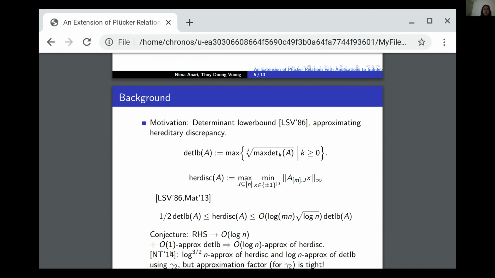I should note that Nikolov, Talwar, and Matousek already have some polylog approximation of hereditary discrepancy and the determinant lower bound, but they cannot achieve the best approximation ratio of O(1) and O(log n) using their technique. So our work is sort of a first step toward this goal, though we fail to achieve a constant approximation of the determinant lower bound.